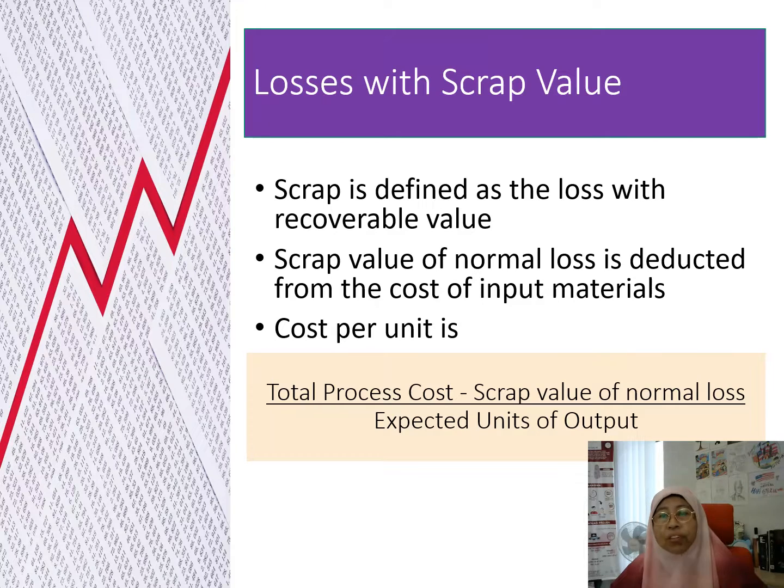Okay, some of the losses the business or the manufacturer can sell and have a value, which is a scrap value or market value. So this scrap value is defined as the loss with a recoverable value. The scrap value of normal loss is usually deducted from the cost of input materials. Therefore, to calculate the cost per unit, it should be the total process cost net of scrap value of normal loss, meaning we should deduct the normal loss units multiplied by the scrap value per unit, and divide by the expected units of output.